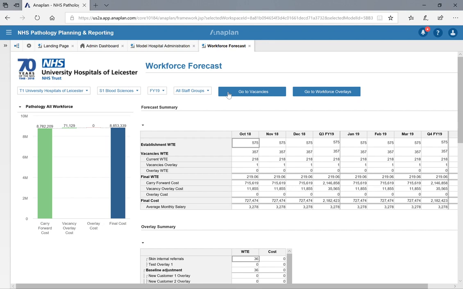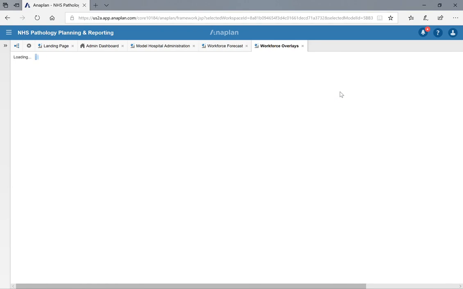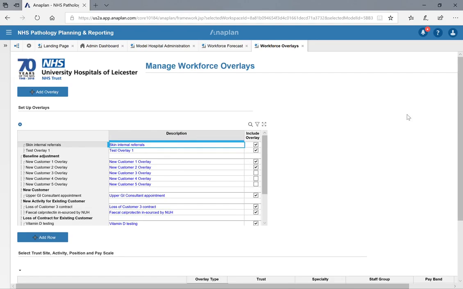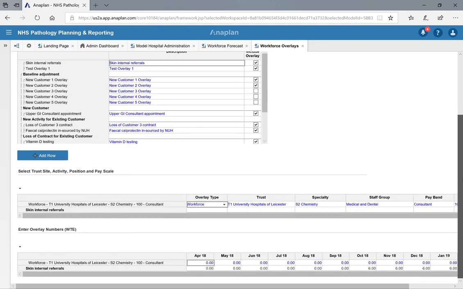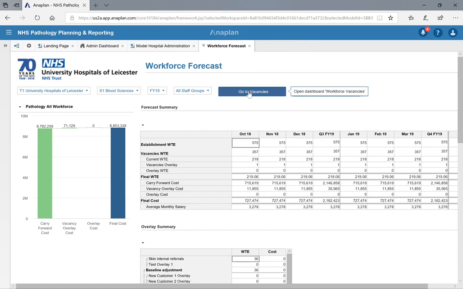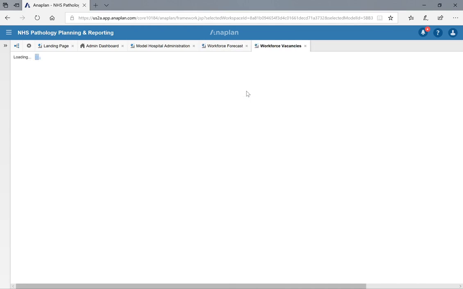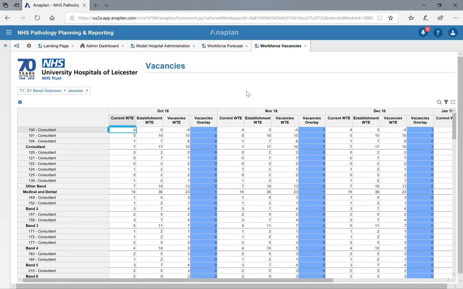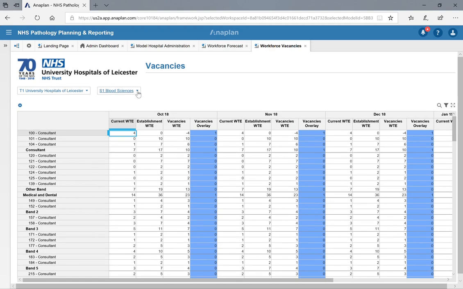The baseline can be adjusted by the use of overlays, which allow end users to record planned changes to future staffing levels. The Vacancies Dashboard provides information about vacancies at all levels of the organisation.